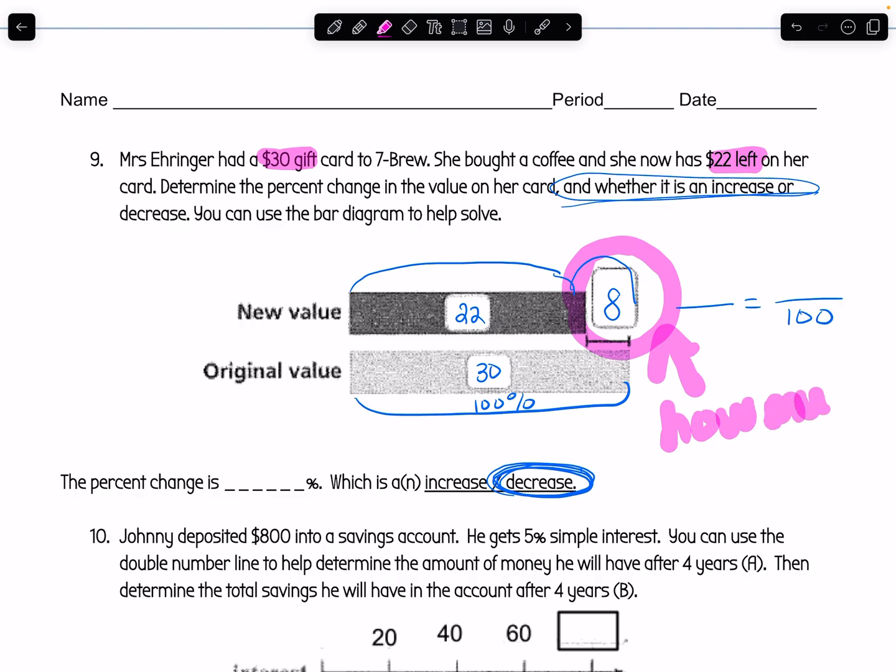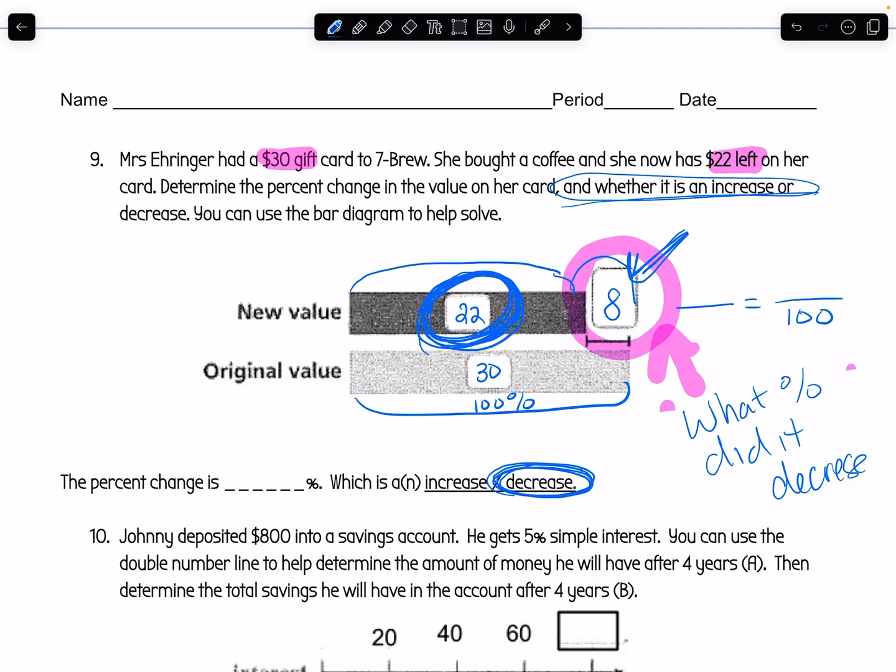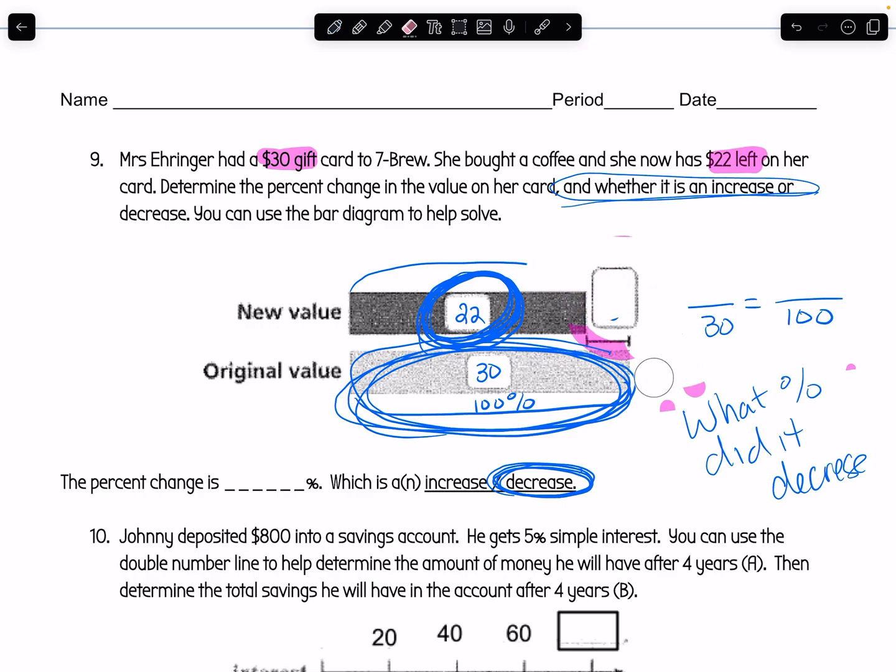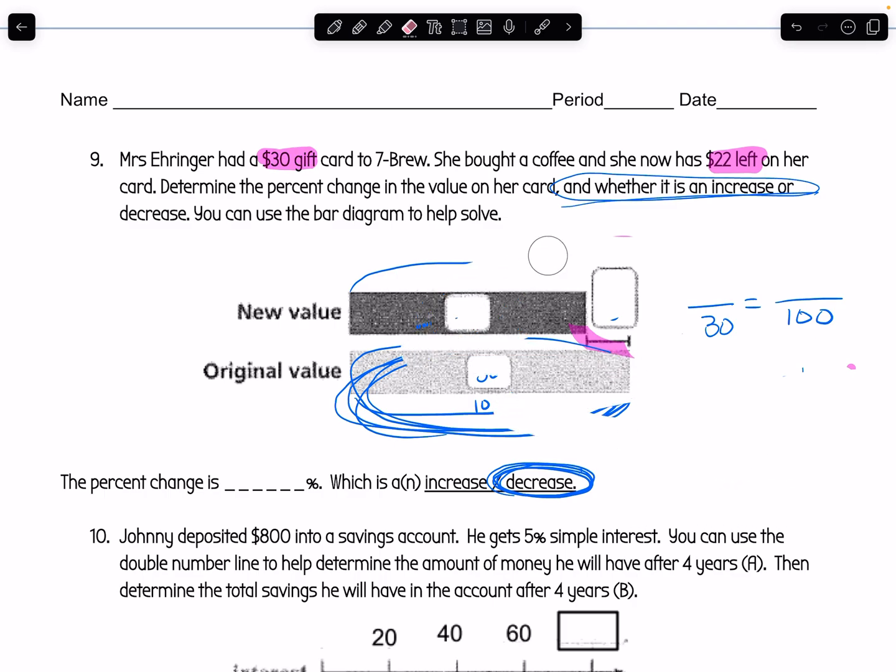What percent did it decrease? So it isn't asking about this number at all. It's asking about this number. Okay, so let's set it up. The 100% of my card was $30, so it goes with this one. I'm going to erase all of this extra stuff so that I don't give you some headaches.